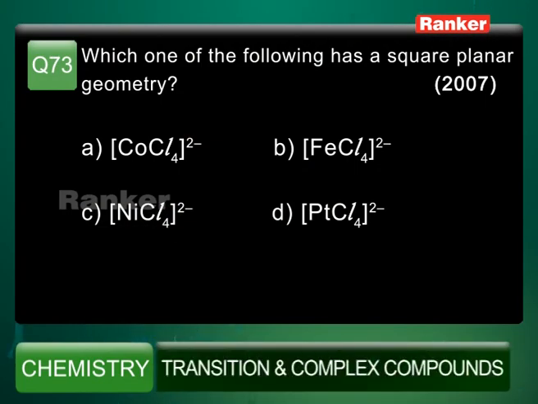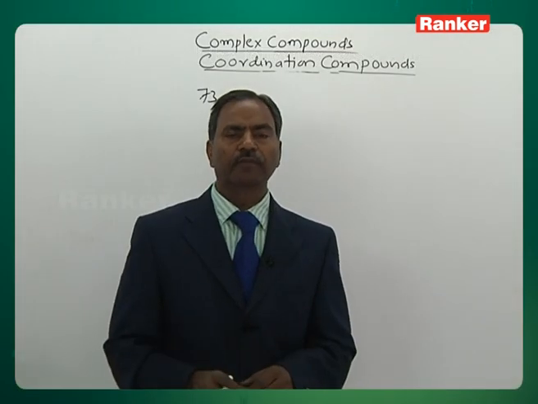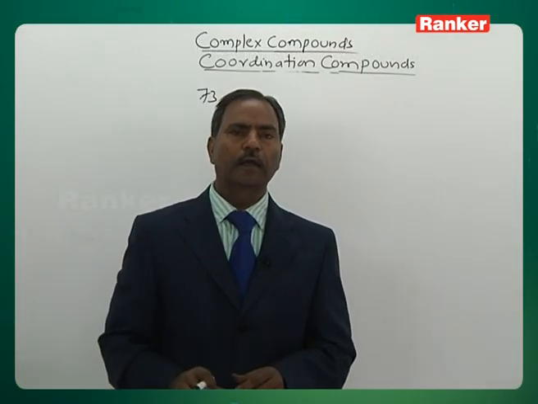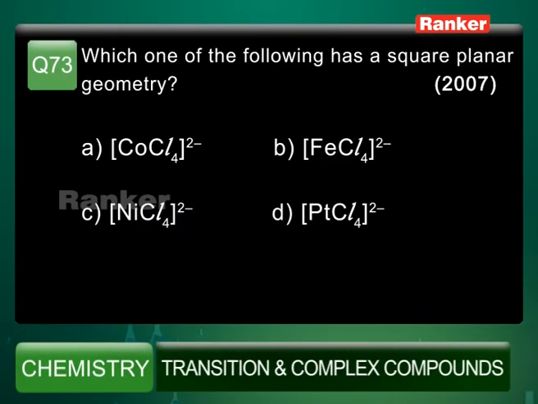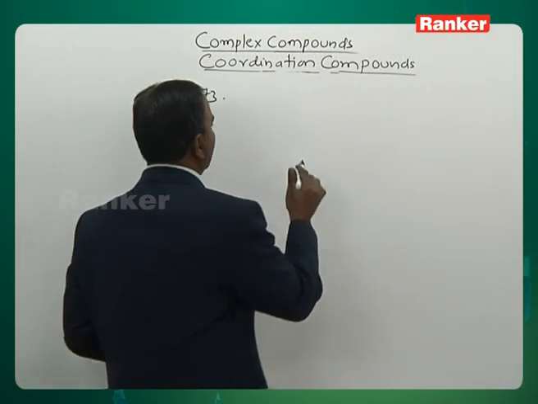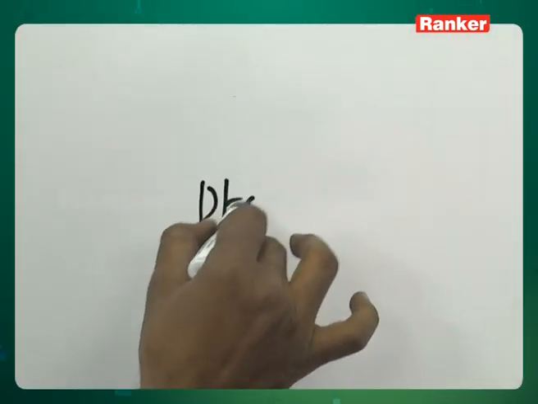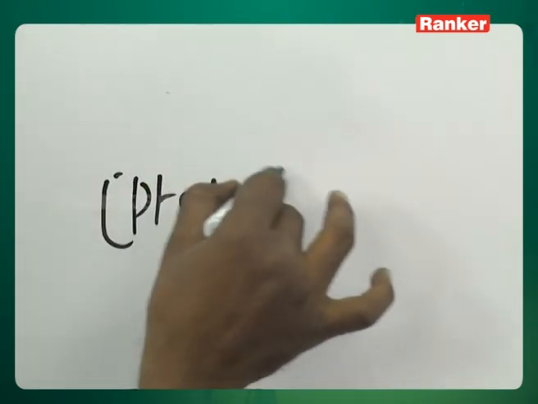Coming to B, [FeCl4]2-. Yes, Cl is again weak field, so it will definitely be tetrahedral geometry. Coming to C, nickel tetrachloride. Well known to you, nickel tetrachloride is sp3 and tetrahedral. Coming to [PtCl4]2-.